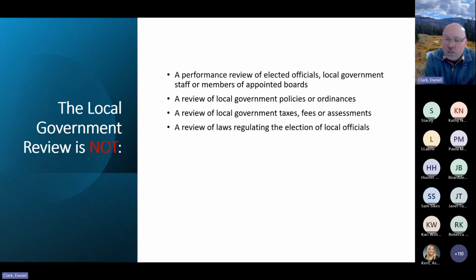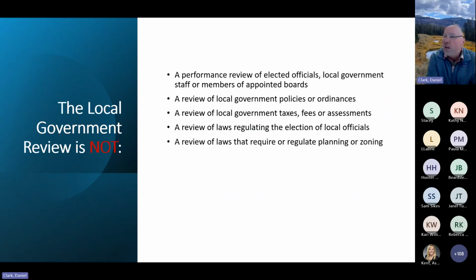It's not a review of the laws regulating how we elect local officials. So the elections are off the table. It's pretty specific in there that that's not something that the local government has the ability to manage or deal with. It's not a review of the laws that regulate planning or zoning. Those things are reserved to the state, so that's not an option for us to look at planning and zoning regulations.